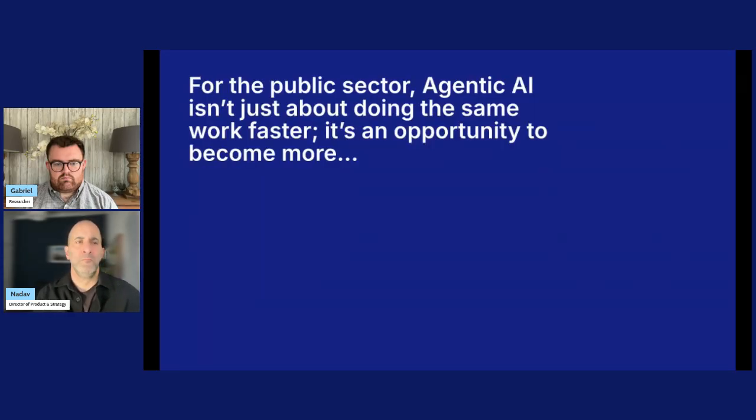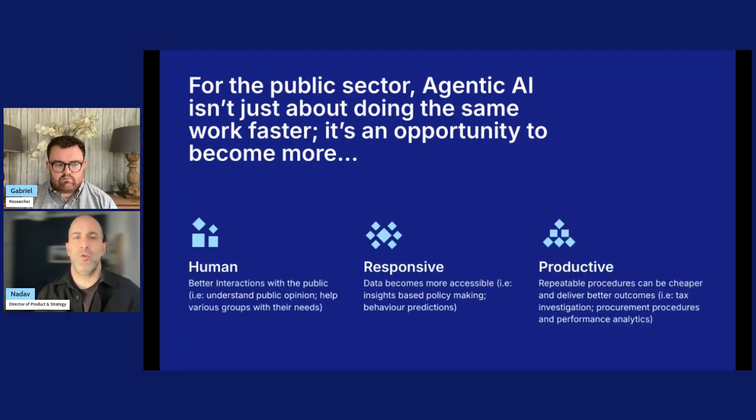And so for the public sector, Agentic AI is not just about doing the same work faster. It really is an opportunity, I think, to become a lot more human and think about better interactions with the public. So how public servants can effectively understand public opinions quicker and better, how they can help different groups with their needs. It also helps government to become more responsive, right? So data really is becoming a lot more accessible. We can use insight to inform policy again and shorten cycle times between insight generation to how that's being used.